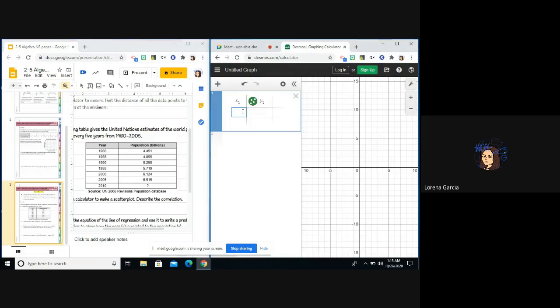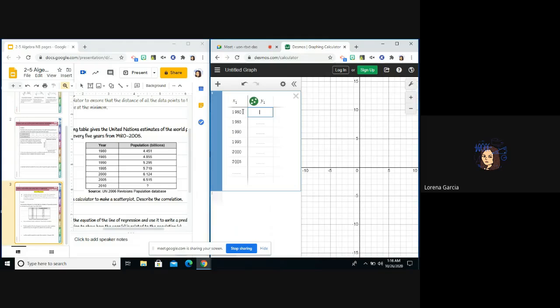Okay, so here I'm just inputting this table of numbers. I'm going to leave my X1 and Y1 there, and then I'm going to input my years. So I have 1980, 1985, 1990, 1995, 2000, 2005, and 2010. If you notice, next to 2010, they actually don't give the population. So I usually don't want to put that point in. If you do though, it should still work with Desmos, but there's some calculators where it won't work.